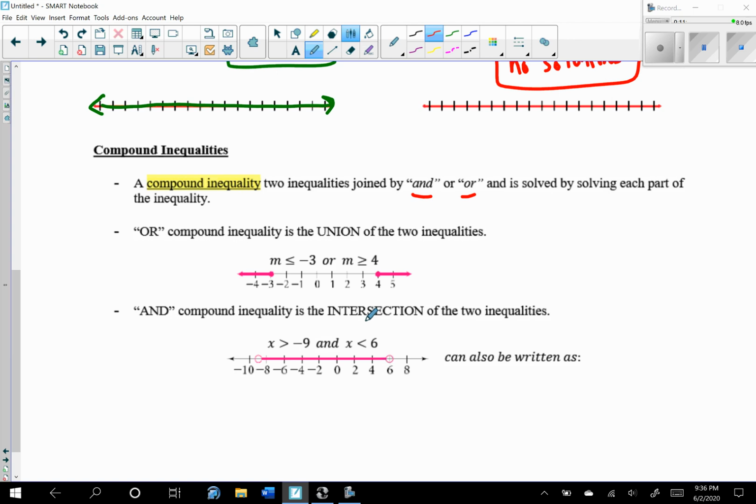Another way that you can write this would be written as negative 9 is less than x, which is less than 6. So that would be another way to write this as an inequality. And if we want to write this using our interval notation, this would be parentheses negative 9, comma 6 parentheses. And up here, if we were to write this, this would be negative infinity to 3 bracket union bracket 4 to infinity.